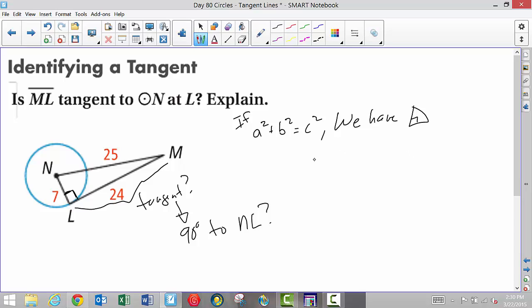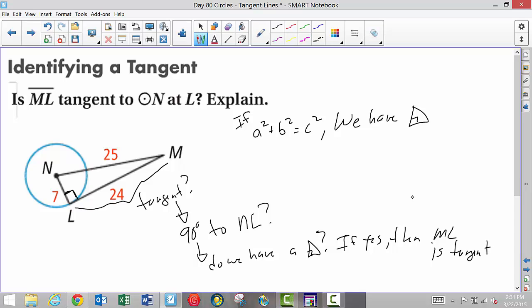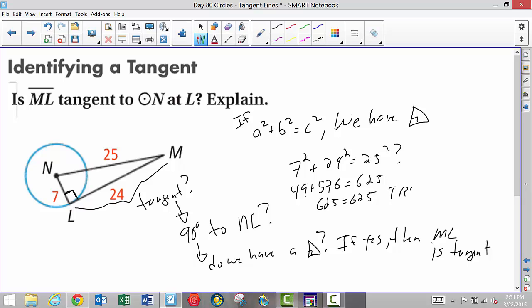So how do I know if this is going to be tangent? It's going to be tangent only if we have a right triangle. So I have to test: do we have a right triangle? If yes, then M to L is going to be a tangent segment. So let's check: is 7 squared plus 24 squared equal to 25 squared? I have 49 plus 24 squared, which is 576. And 25 squared is 625. If I add 49 plus 576, I have 625. So it's true. So yes, ML is tangent.